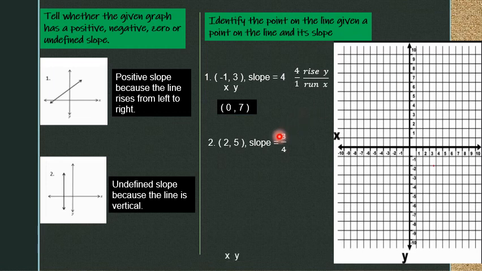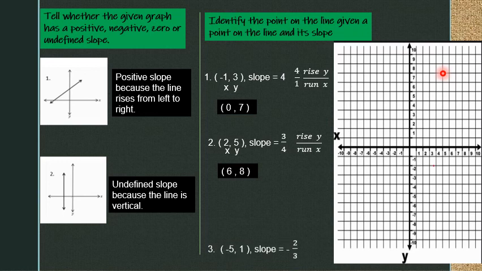Number 2, 2 and 5 is the x and y. And 3/4 is our rise and run. Rise is 3 and run is 4. So 2 and 5 is here. Let's count 3 rise: 1, 2, 3. And then run is 4: 1, 2, 3, 4. So therefore our point is 6 and 8.